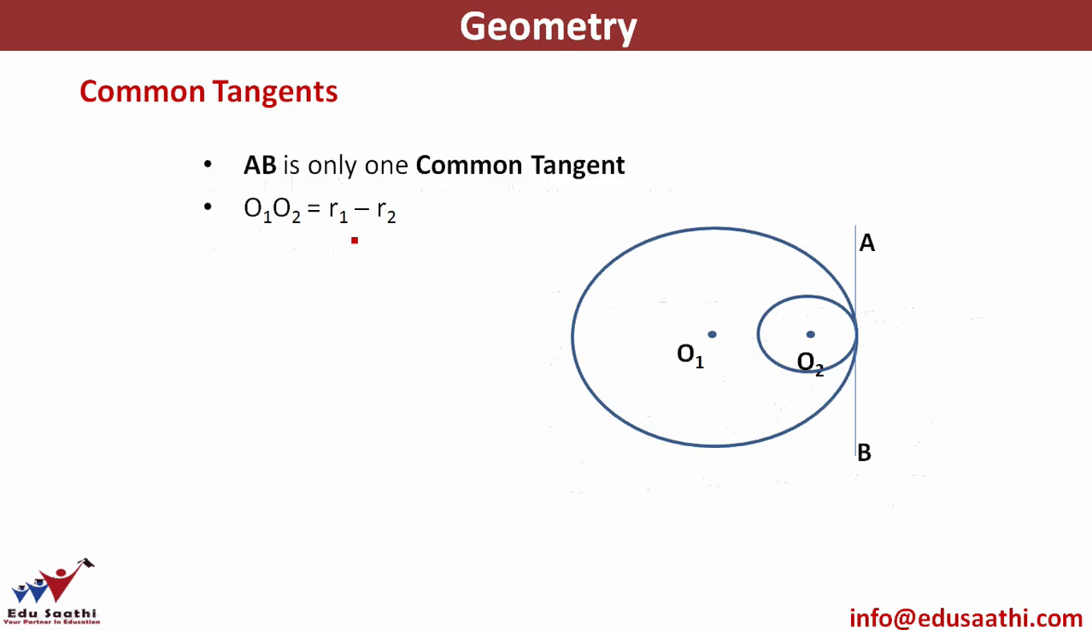If one circle is completely inside the other circle and touching it, let's look at this case. This smaller one is inside the bigger one. AB is the only common tangent that I have. And the distance between their centers, if you find it out, will actually be the difference of the two radii. This total is R1, and this is R2. So the distance between their centers is the difference of the two radii.